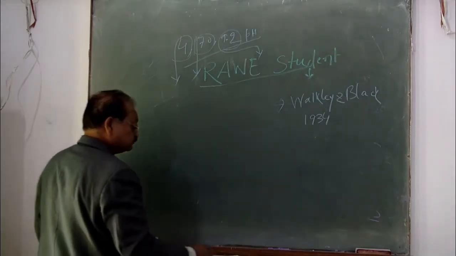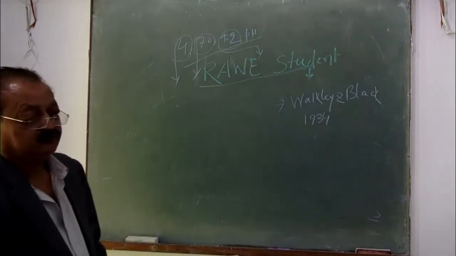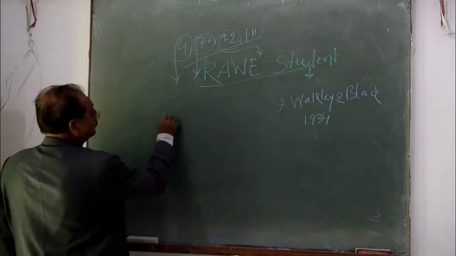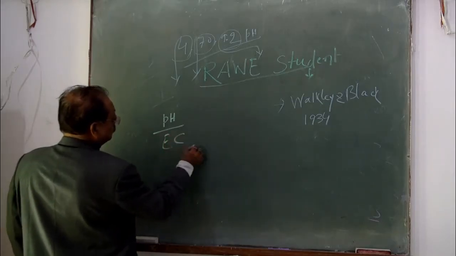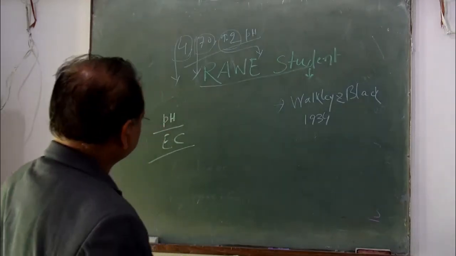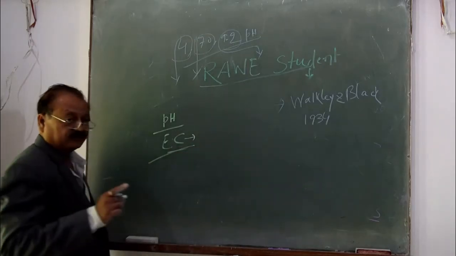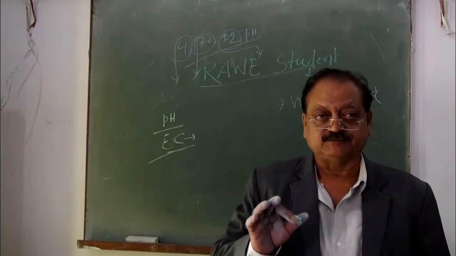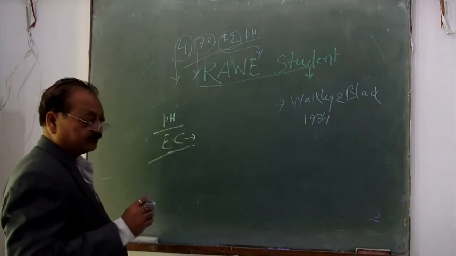Now, one thing I have missed. During the pH determination, we have to also study the electrical conductivity. Why is it required to know the electrical conductivity of the soil? Because, you know, most of the cations and anions are present in the soils.